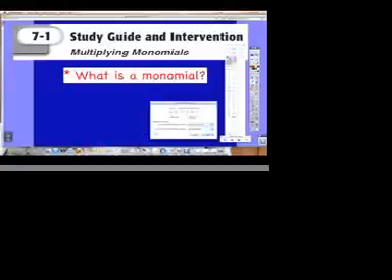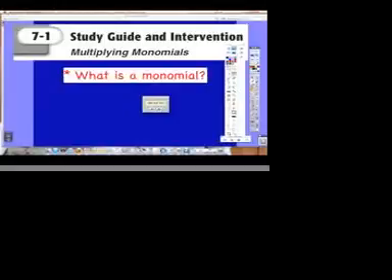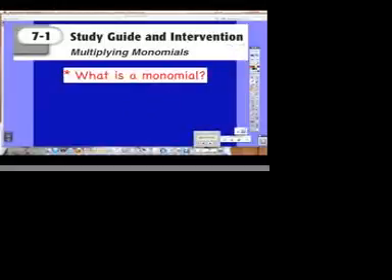Okay, today we're talking about what monomials are, and then we're going to be multiplying monomials. So first, let's go through the three things that can be monomials. A monomial can be a number, a variable, or numbers or variables that are being multiplied by each other. So again, first, it could be a number. Second, it can be a variable. Third, one of those two things getting multiplied.